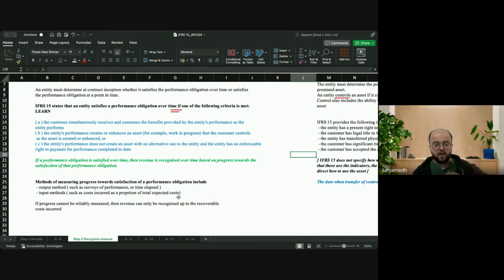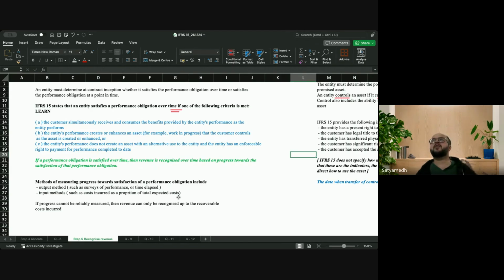The evaluation of this, the survey of this, has to be done by a person who is an expert in that particular field. He will give a written certificate which will talk about the percentage completion done, and on the basis of that, we will recognize revenue at the end of the year. Or you could also think about time elapsed.